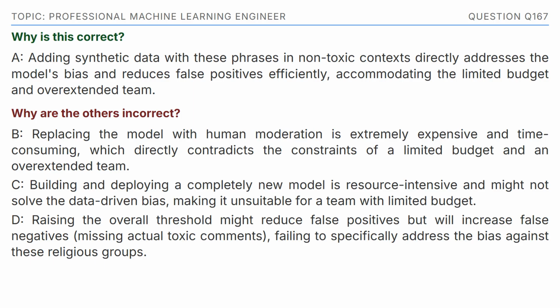Why are the others incorrect? B. Replacing the model with human moderation is extremely expensive and time-consuming, which directly contradicts the constraints of a limited budget and an overextended team. C. Building and deploying a completely new model is resource-intensive and might not solve the data-driven bias, making it unsuitable for a team with limited budget. D. Raising the overall threshold might reduce false positives but will increase false negatives, missing actual toxic comments, failing to specifically address the bias against these religious groups.